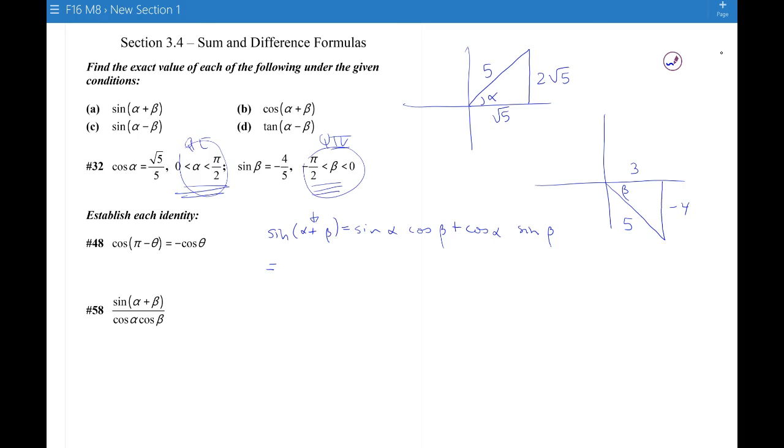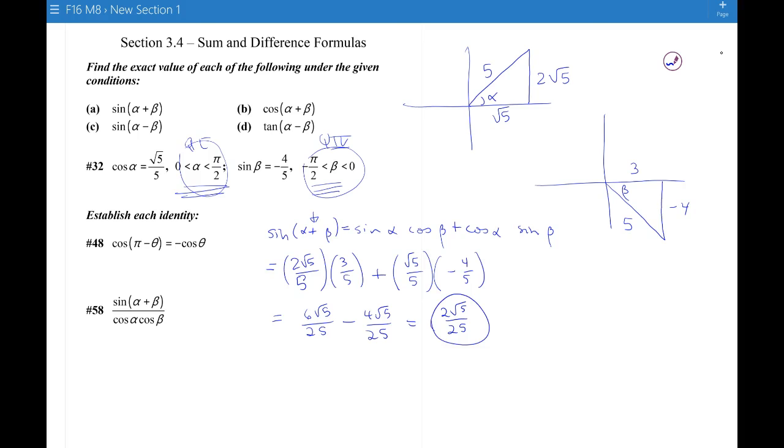I'm going to say the sine of alpha is 2 root 5 over 5. The cosine of beta is 3 over 5. The cosine of alpha is root 5 over 5, and the sine of beta is negative 4 over 5. So I'm going to get 6 root 5 over 25 minus 4 root 5 over 25. So that's going to leave me with 2 root 5 over 25, and that's the answer to what is the sine of the sum of these two angles.